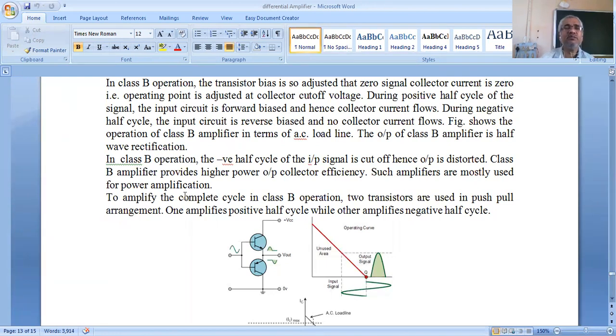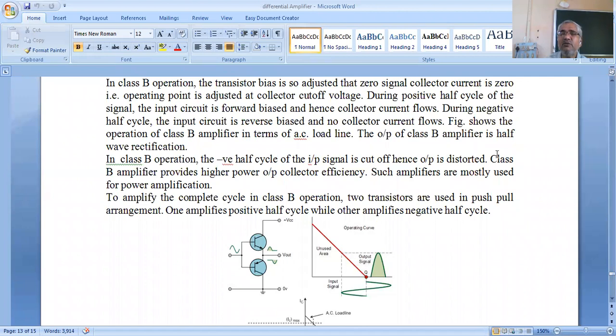So पण समजा in case of class B operation, आता निगेटिव्ह हाफ सायकल काय जाईल, तो या ठिकाणी कट होते. सो in class B operation, the negative half cycle of the input signal is cut off, hence output is distorted. जर आपण सिंगल ट्रान्झिस्टर क्लास बी ऑपरेशन बघितलं, तर त्याच्यामध्ये फक्त हाफ सायकल अँप्लिफाय होते आणि निगेटिव्ह हाफ सायकल कट होते, therefore the signal is distorted.